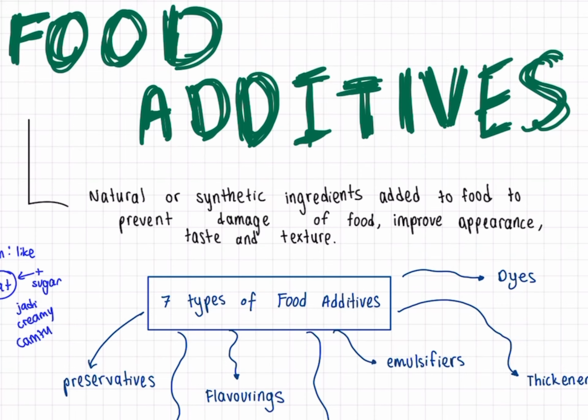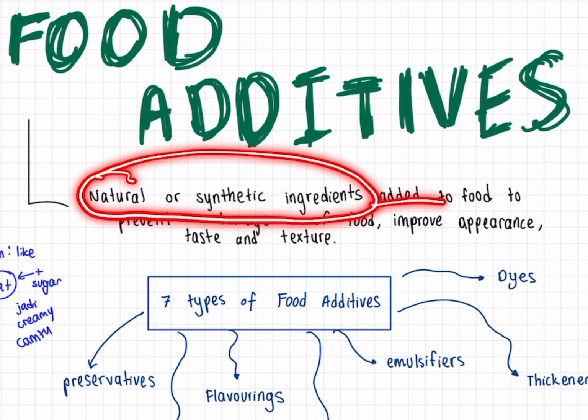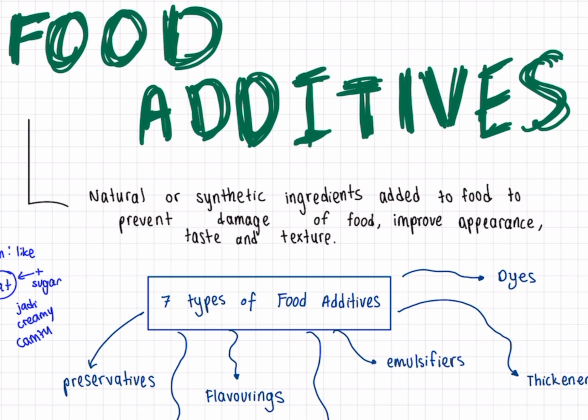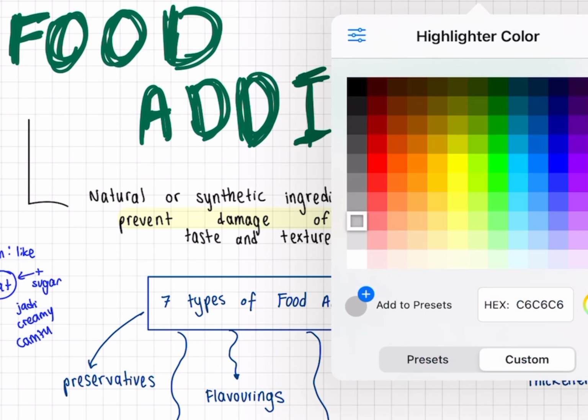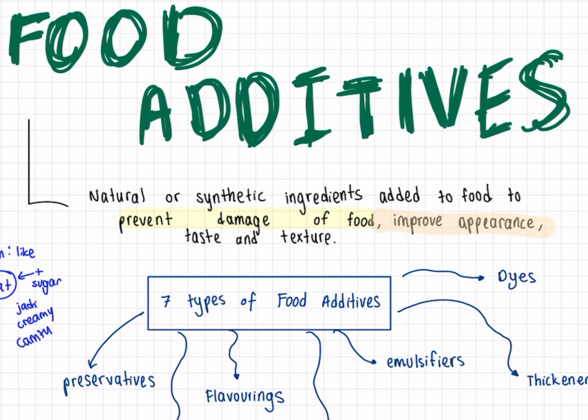Now, by definition, food additives means natural or synthetic ingredients that are added into food to prevent damage of food, improve the appearance as well as taste and texture. So the main point you can take away from here is it prevents the damage of food, and what else, it improves appearance, taste and texture.